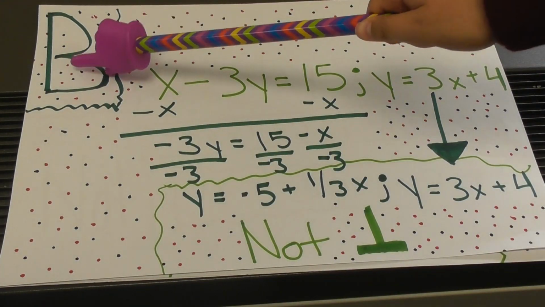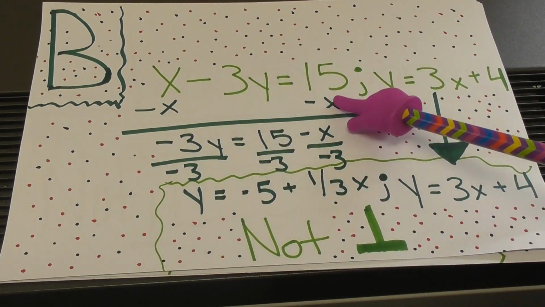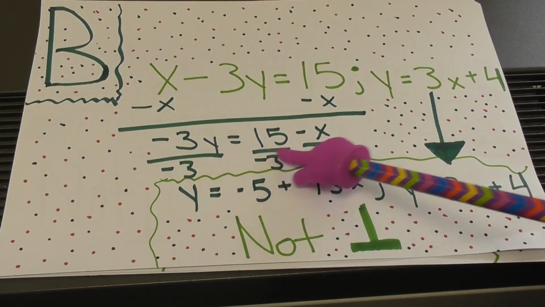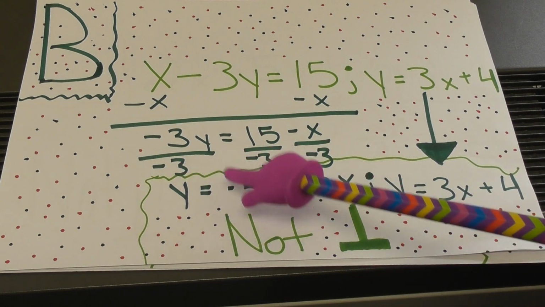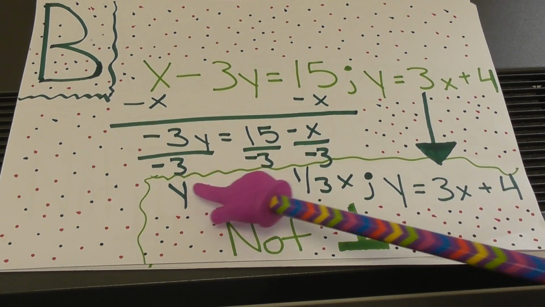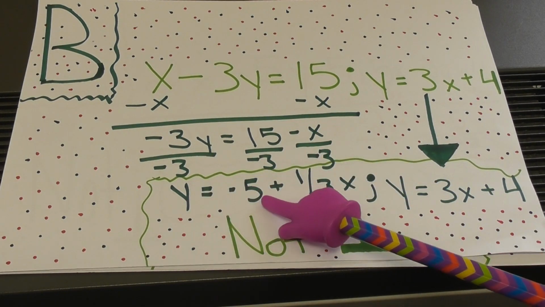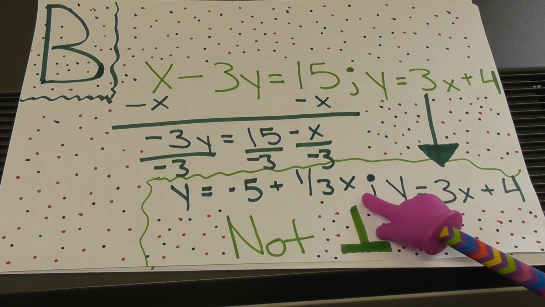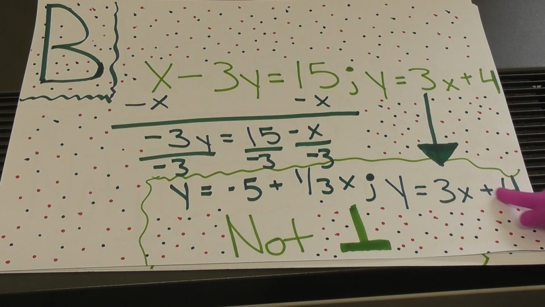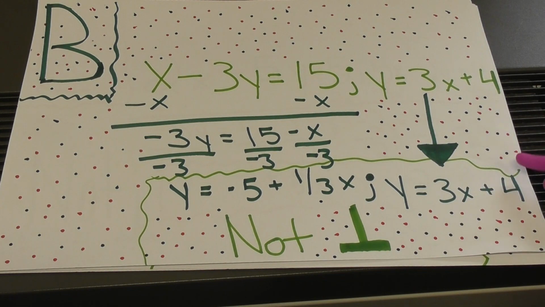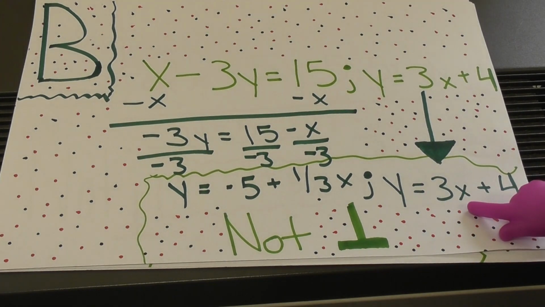For B, we need to write the first equation in slope-intercept form. We need to subtract x from both sides to get negative 3y equals 15 minus x. Then we divide 15 and negative x by negative 3. The final equation is written as y equals negative 5 plus 1/3 x, which is also not perpendicular to the second equation, y equals 3x plus 4, because the slopes of 1/3 and 3 are not opposite reciprocals.